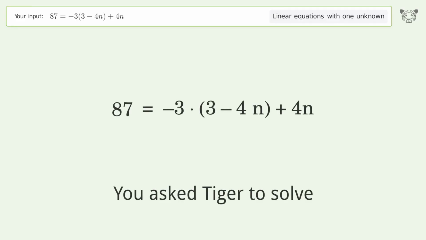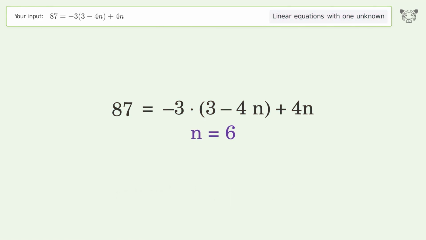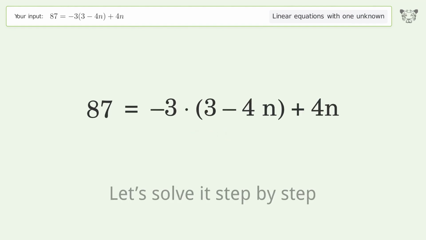You ask Tiger to solve this. This deals with linear equations with one unknown. The final result is n equals 6. Let's solve it step by step.